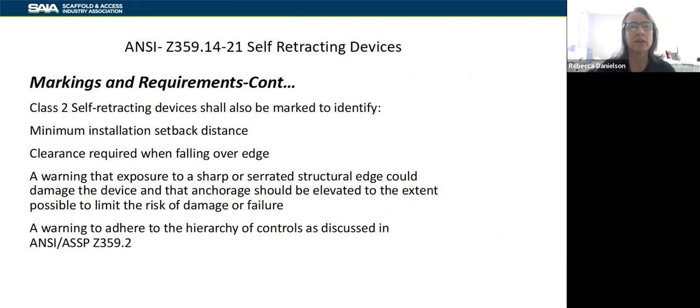A lot of the changes that have gone into any of the standards aren't necessarily that important because they deal more with the people manufacturing them and what they have to do. So I tried to keep a lot of that out of this and really focus on how you can choose the right tool for the job. And then the things they looked at as far as marking to identify, they have to have some markings on there saying what the minimum setback distance is and what the clearance calculation is.